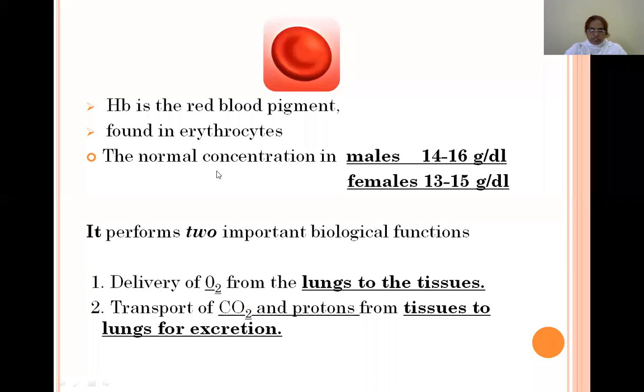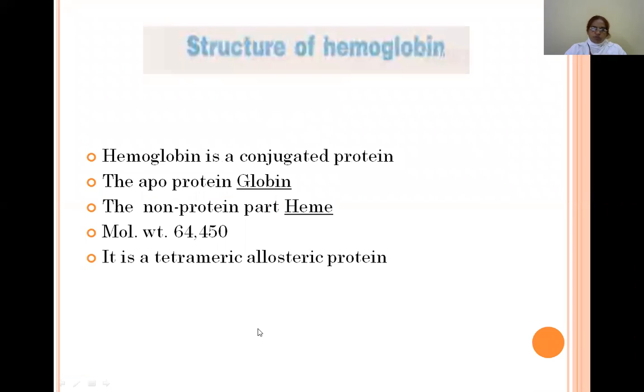Now, heme is the red blood pigment, found in erythrocytes. The normal value in males is 14 to 16 grams per deciliter, and in females 13 to 15 grams per deciliter. It has two important functions: delivering oxygen from the lungs to the tissues, and transporting carbon dioxide and protons from the tissues to the lungs for excretion. This is quite opposite to the oxygen.